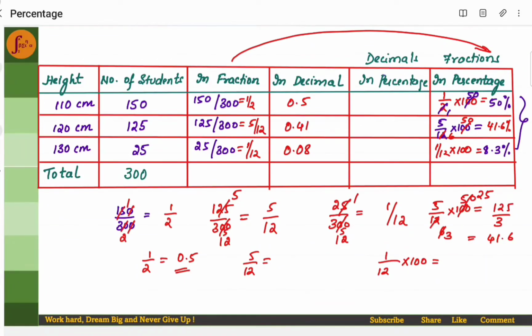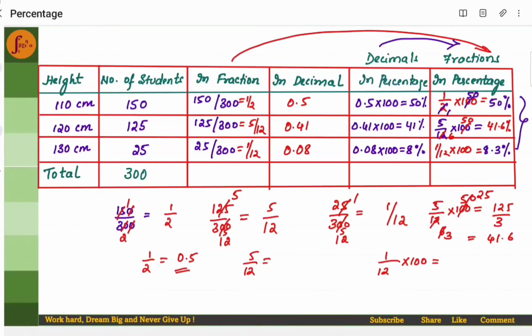Now we'll try to do the same thing. Convert decimals to percentage. Decimals to percentage, again multiply by 100. Simple. 0.5 into 100 is 50%. Then put the percent symbol. Now 0.41 into 100, 41%. 0.08 into 100, 8%. Right? This is how we convert.